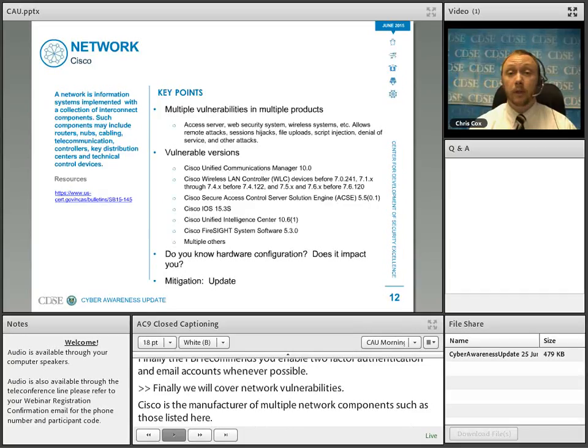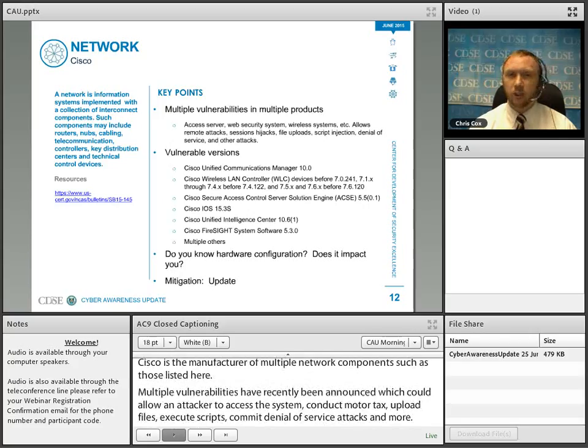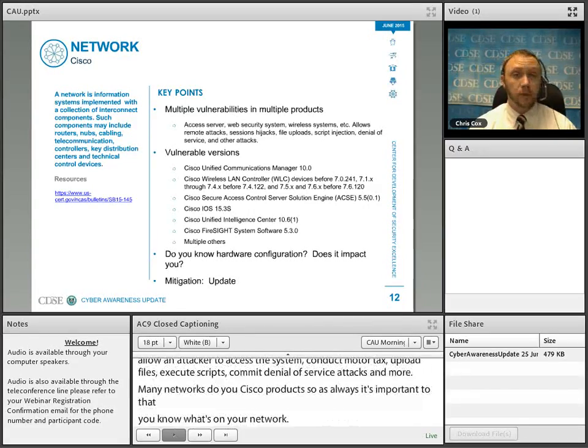Many networks out there do use Cisco products, so as always, it's important that you know what's on your network and how it's configured. By just looking at this list, you might not know whether or not your network is vulnerable or not. But it probably wouldn't be too hard to find out by looking at your hardware configuration or by talking to your subject matter experts.